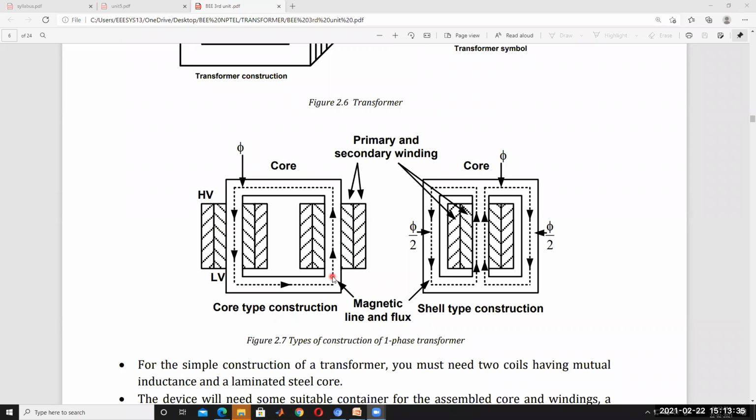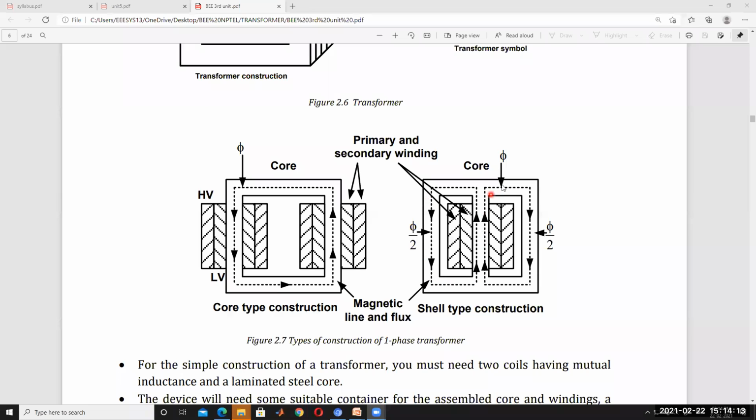This is called the magnetic flux line, or the flux. Here the magnetic flux is constant and is not dividing. Magnetic flux is not dividing in this core type transformer. But here the magnetic flux is divided into 50%. Here phi by 2, 50% of the flux is linking with this winding. Here also phi by 2, 50% of the flux links to the secondary winding. The flux is dividing in this manner.